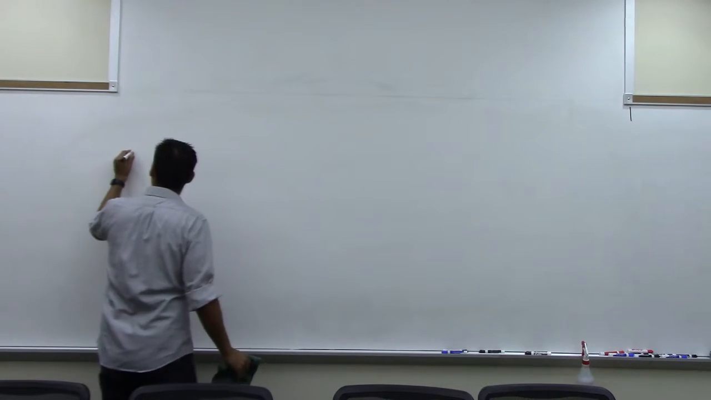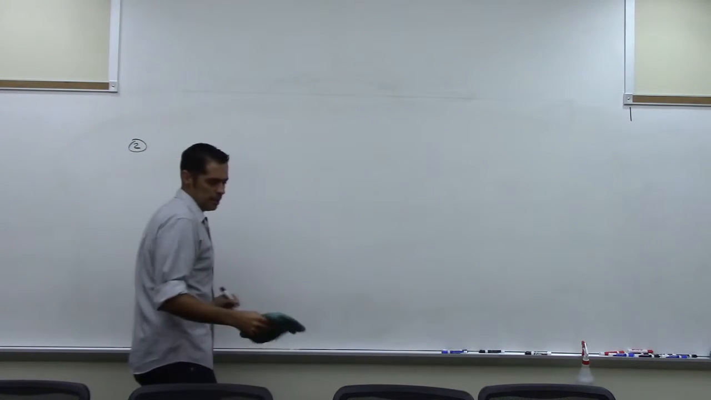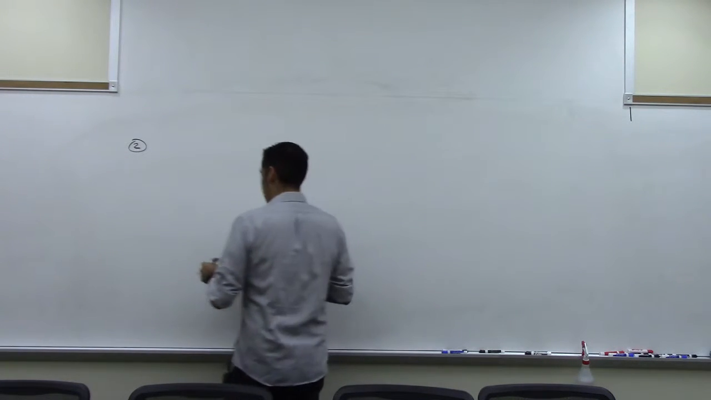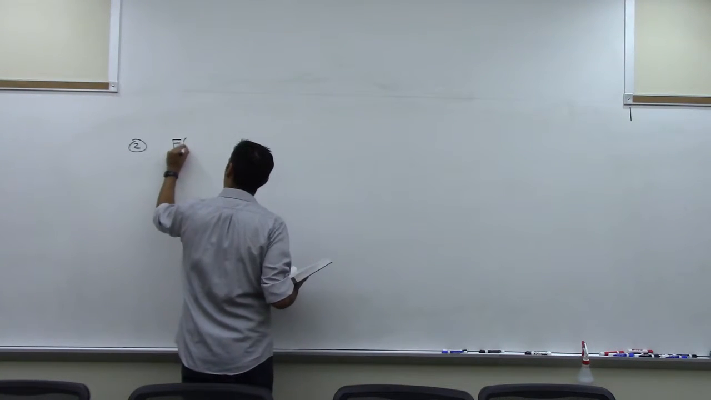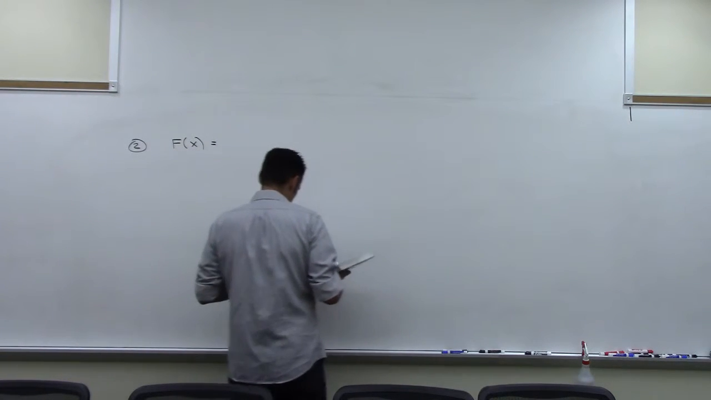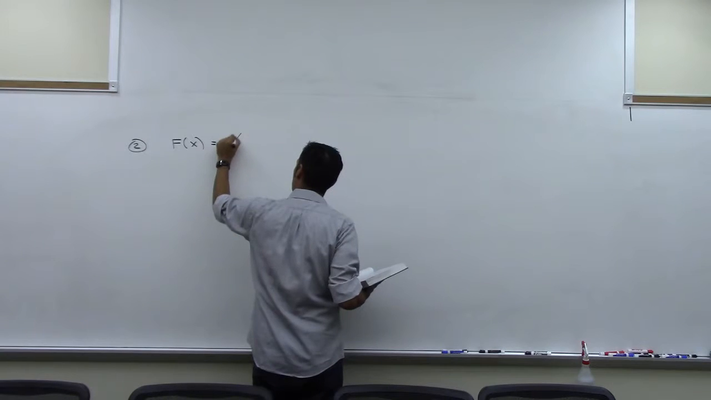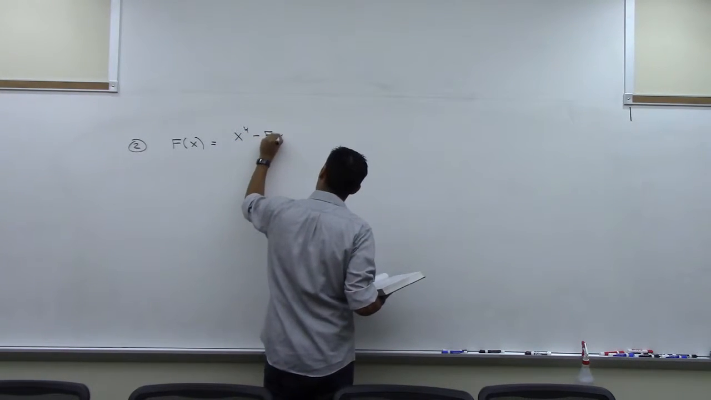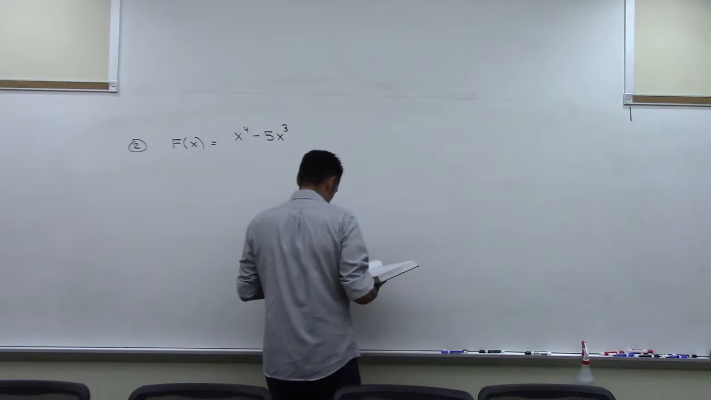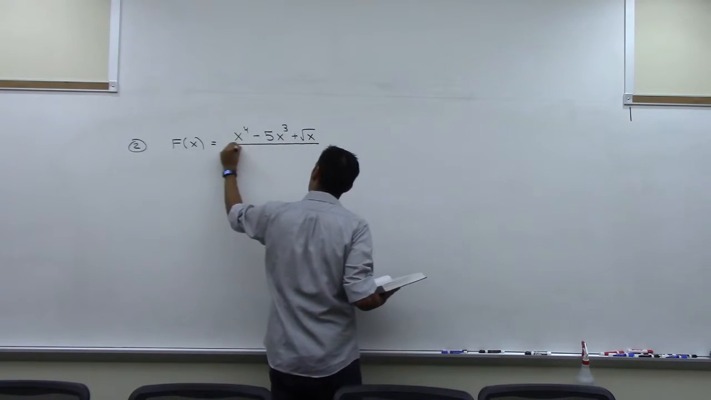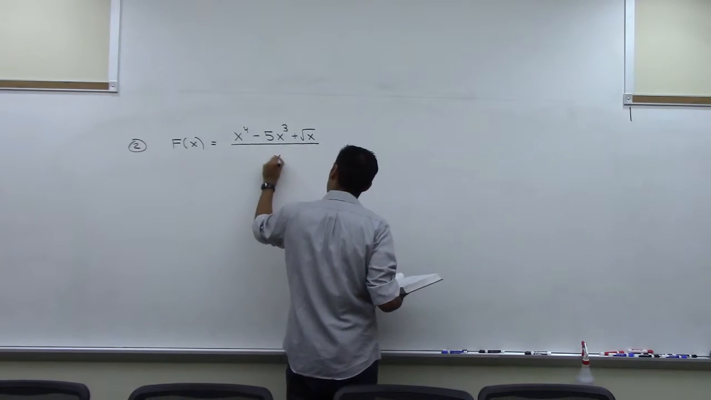Sorry, I forgot to put that was number 1. Number 2. Find the derivative of the function capital F of x equals x to the fourth minus 5x cubed plus root x all over x squared.